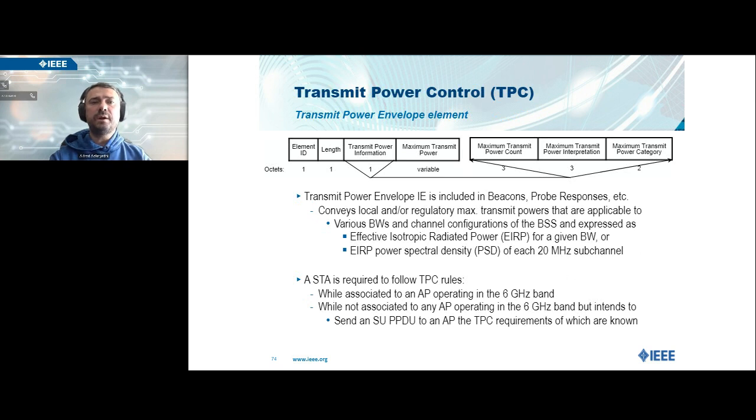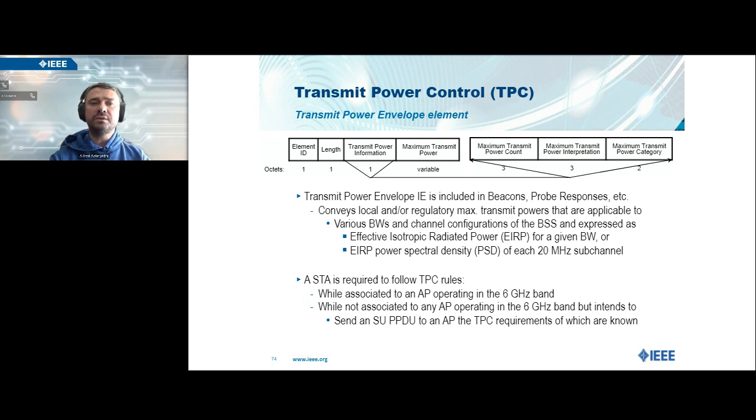So the next part is transmit power control. It's a mandatory mode in the DFS channels in 5 gigahertz. It is required in the 6 gigahertz band in general, and it relies on the transmit power envelope element that is carried in the beacons, probe responses, and so on. It essentially conveys local or regulatory maximum transmit powers that are applicable to all the bandwidths supported by the BSS and the channel configurations of the BSS.